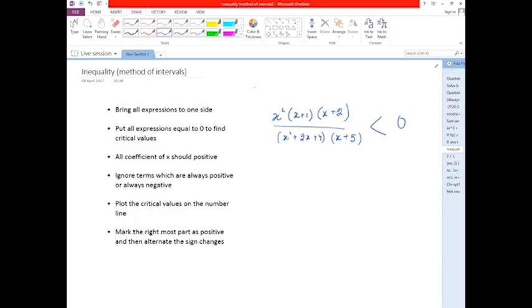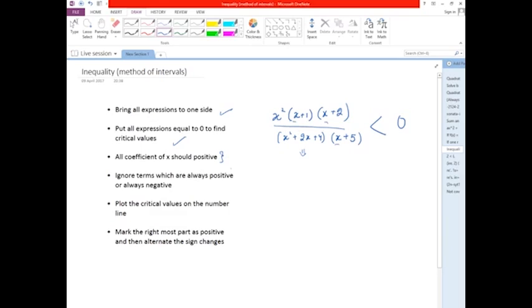So the way to solve is fairly clear. There are straightforward steps on how to go about it, and I would request you to watch another video also, to get the formal terminology for these steps, because I have written them using my own language. But what you need to do is this: bring all the x-related expressions to one side of the inequality. You can put all expressions equal to 0 to find the critical values. So in this equation, we'll put all of them equal to 0 to find the critical values. But before doing that, you need to ensure that all coefficients of x are positive, which we have here. All these coefficients of x are positive.